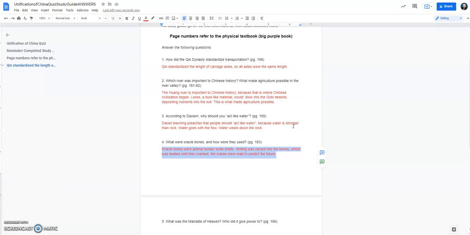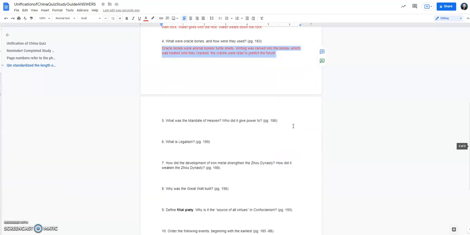So let's say you take a turtle shell and you write, will we have good crops this year? You heat the shell up, the shell cracks, and the crack goes right through the word crops. They might say that's a bad sign because the crack cut the word crops in half. It kind of destroyed that word. That's a bad sign. We might have bad crops this season. It would be something like that, right? You would use the cracks to predict the future. Interesting kind of ancient idea.